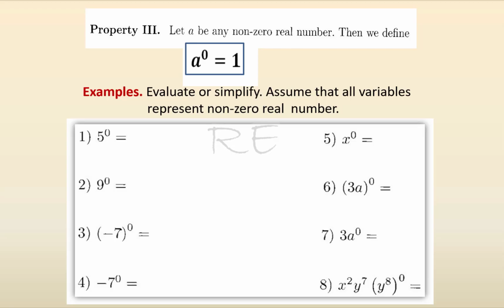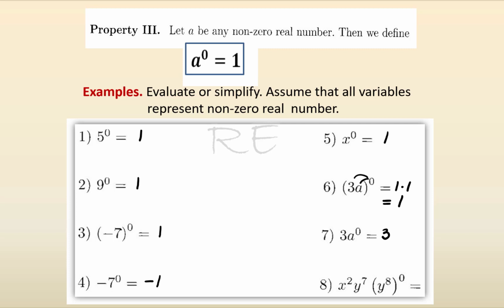Let a be any non-zero real number, then a to the 0 is equal to 1. 5 to the 0 is 1, 9 to the 0 is 1, (-7) in parentheses to the 0 is 1. Without parentheses, 7 to the 0 is 1, and then we tack on the negative sign. x to the 0 is 1. (3a) to the 0, the whole thing, is 1 between parentheses.